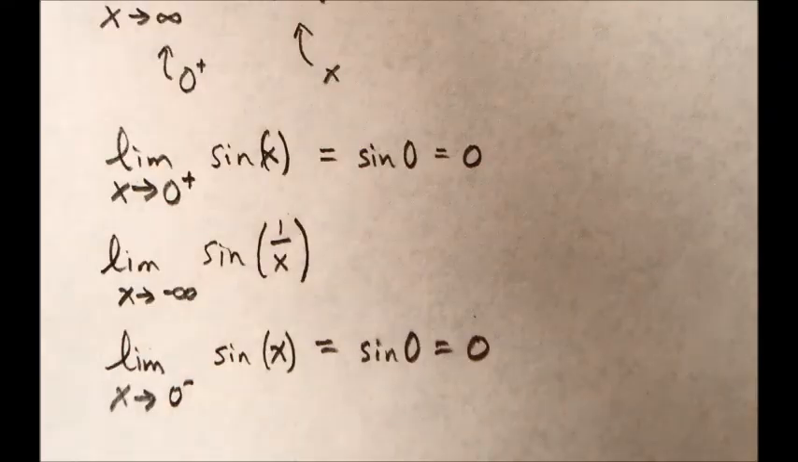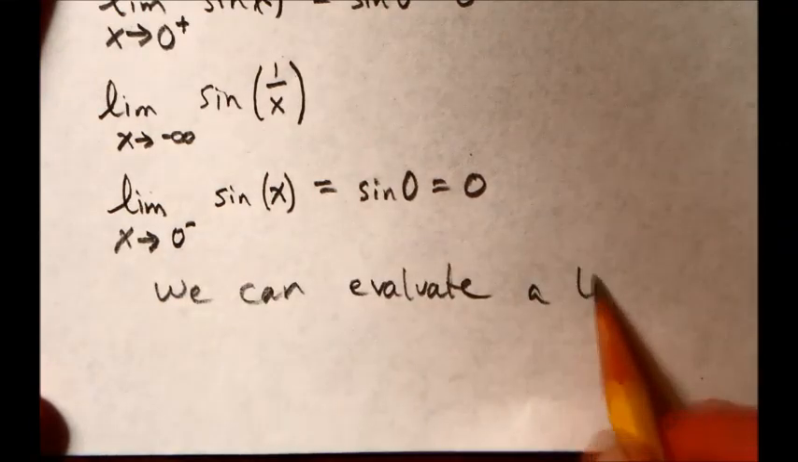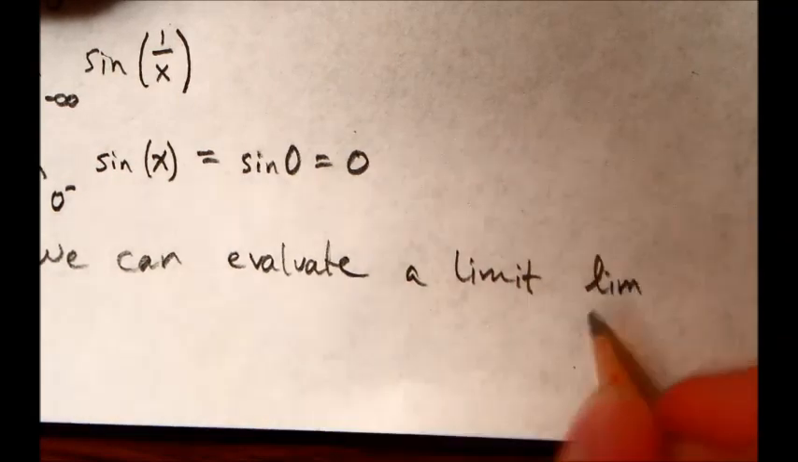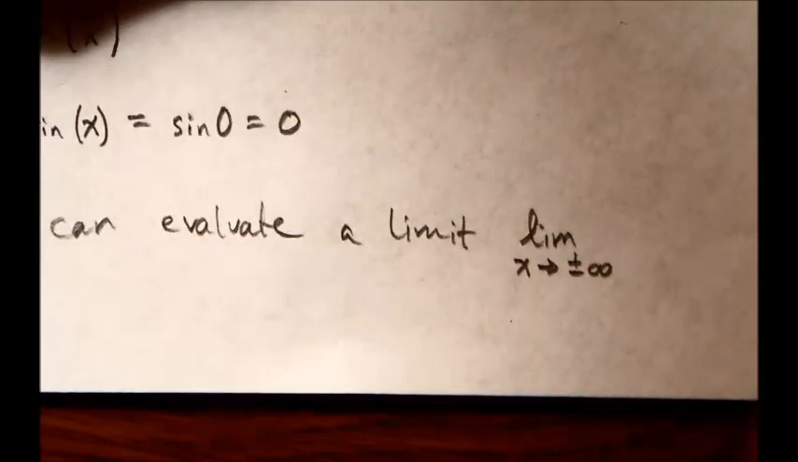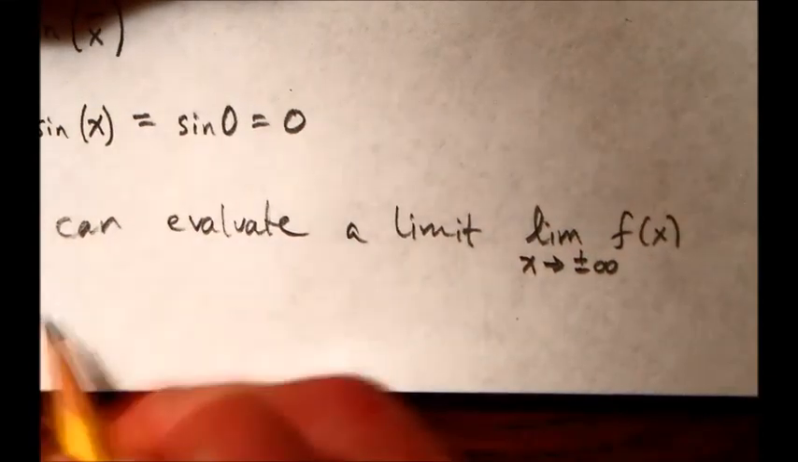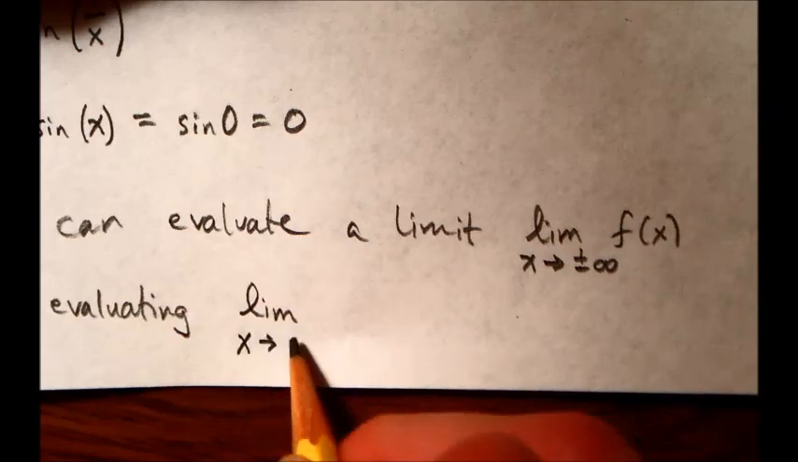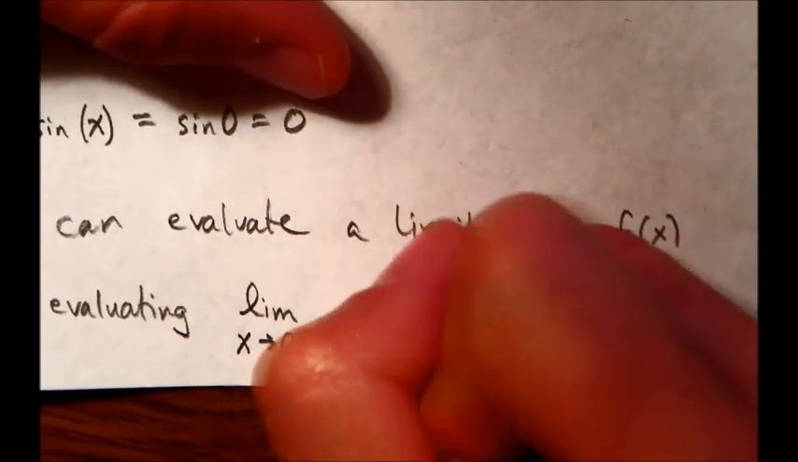Okay, so that seemed like a little bit of hand waving, a little bit of hocus pocus, illegitimate math, whatever you want to call it, but it isn't. Our rule for this is the following. We can evaluate a limit where x goes to plus or minus infinity by evaluating the limit as x approaches 0 of f of 1 over x.